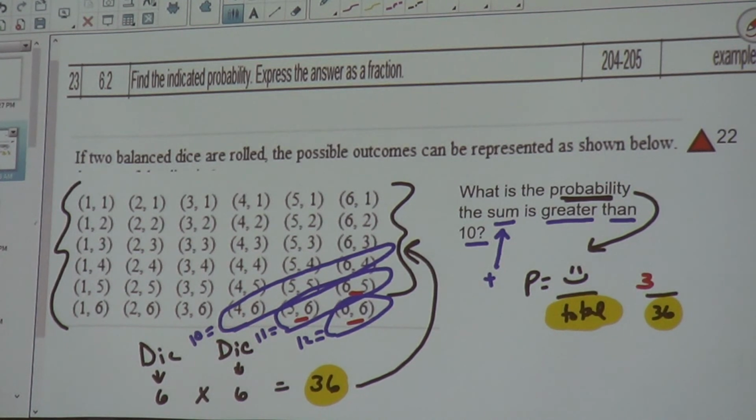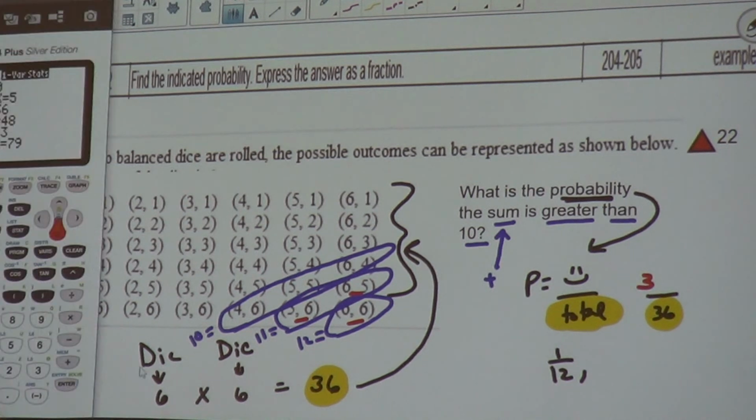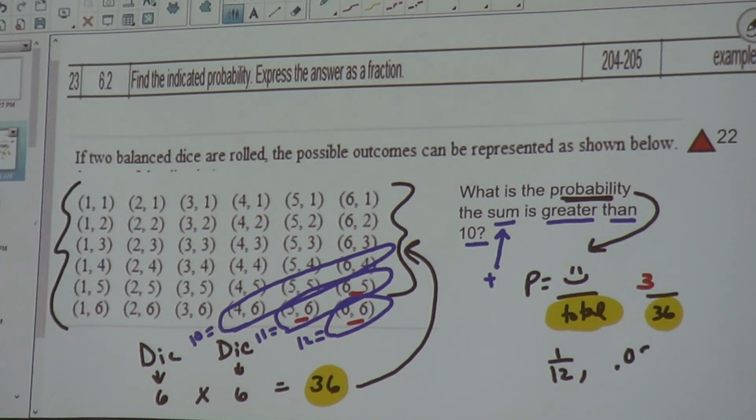It didn't say 10 or greater. It just said greater than. So you don't want the tens. So my answer is going to be 1/12. So all of your answers are going to be the decimal form, the percent form, or the fraction form. Cool?